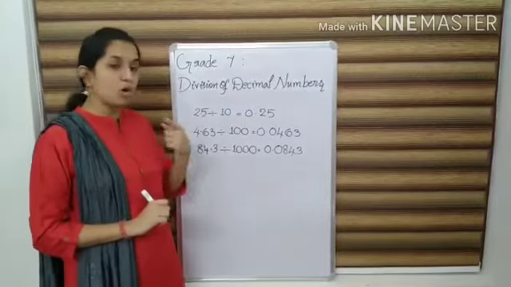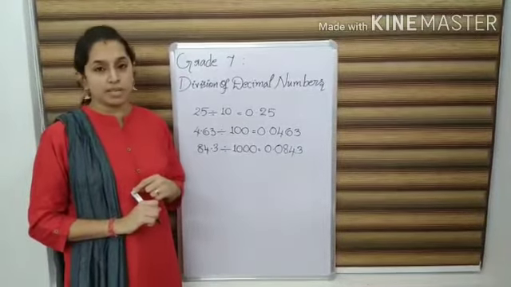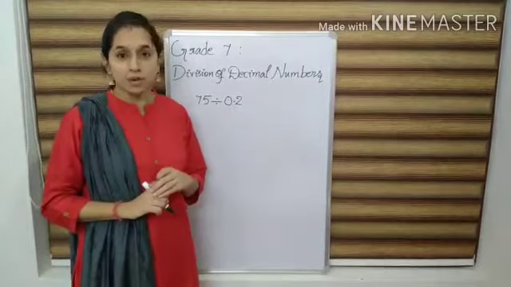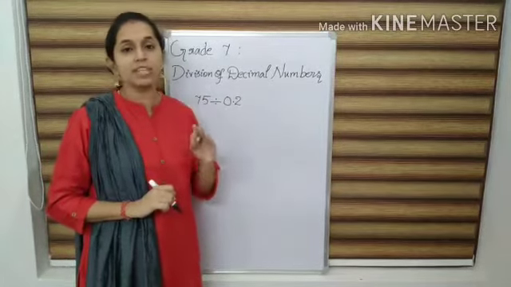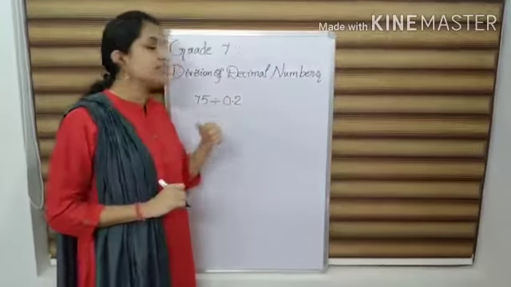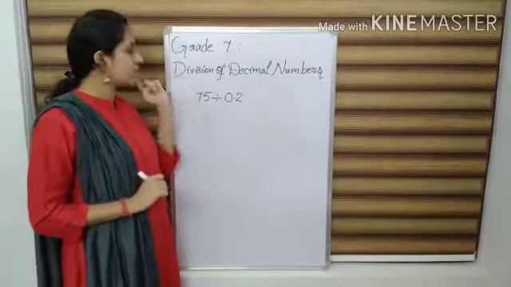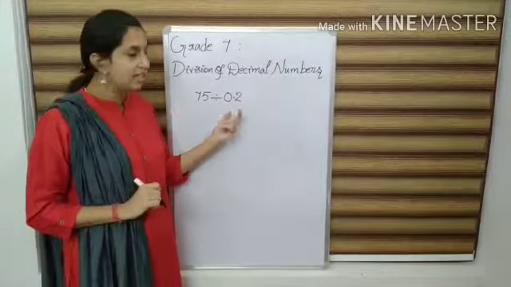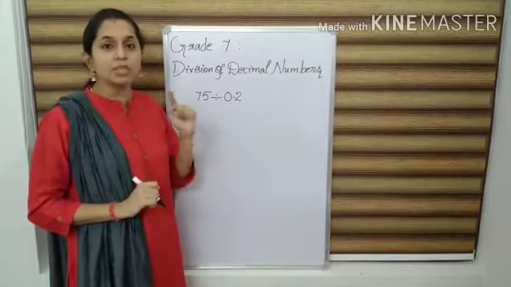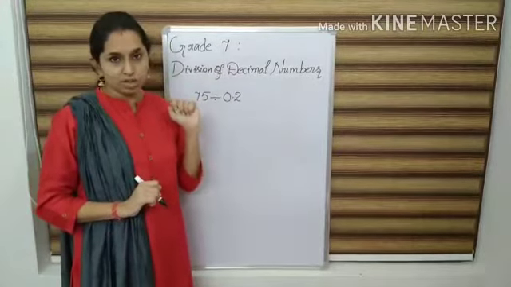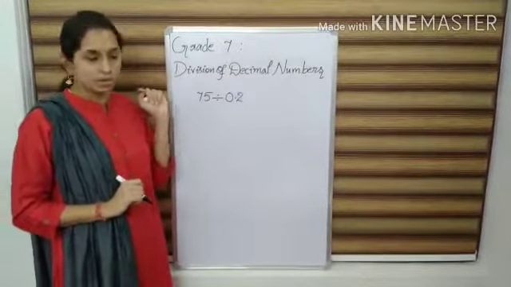So now let's move on to division of two decimal numbers. The first question is 75 divided by 0.2. You have to be very careful that the divisor is a non-decimal number or not. Here 75 is dividend, 0.2 is a divisor, it's a decimal number. You have to remove the decimal place and then only you have to go forward for division. I'll show how to remove decimal place.